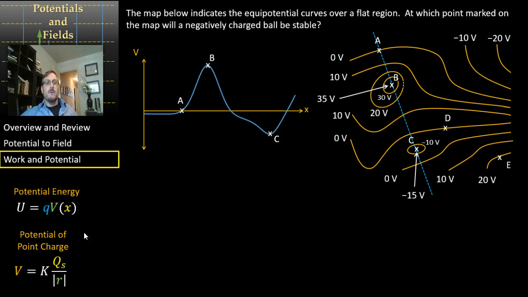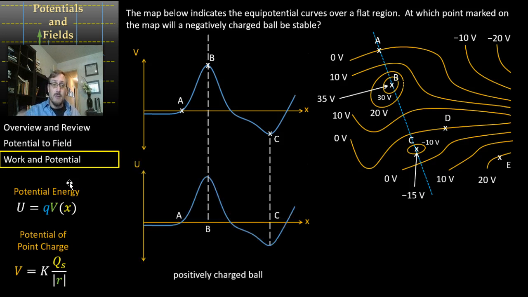Now we remember that the potential energy is equal to Q times V at some X. So we can use this potential to tell us what the potential energy would be if we put our object wherever. Eventually we want to get to the negatively charged ball, but it's easiest to start with the positively charged ball. If we looked at a positively charged ball, then the two graphs look exactly the same. The only difference is going to be the scaling factor out here. So V is in volts, U is in joules.